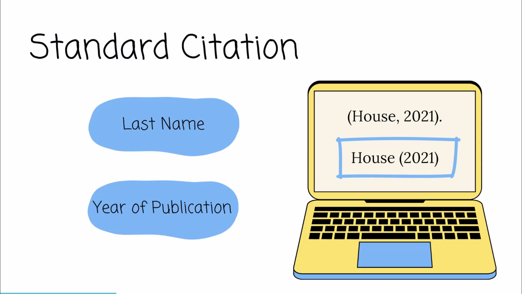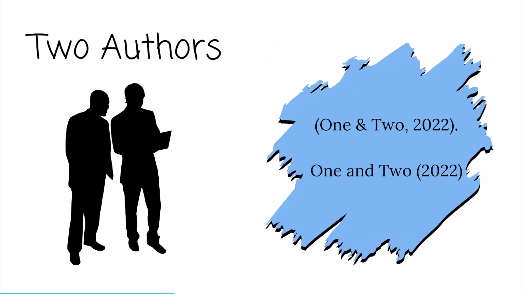If you say the author's last name in the sentence, put the year of publication in parentheses immediately following the author's last name. So what do you do if your work has two authors? If you do not say the author's names in the sentence, then the citation will go at the end of the sentence. You will list both authors' last names in the order in which they are listed in the publication. Use the ampersand between the authors' last names. If you are saying the author's last names in the sentence, use the word and between the authors' last names.